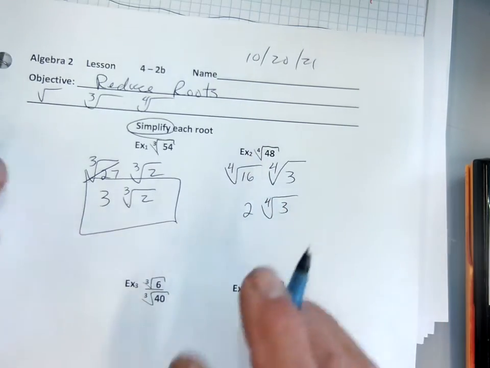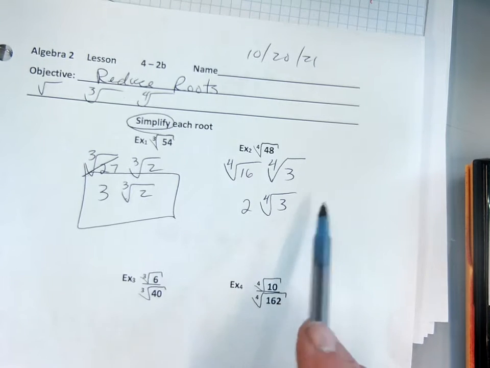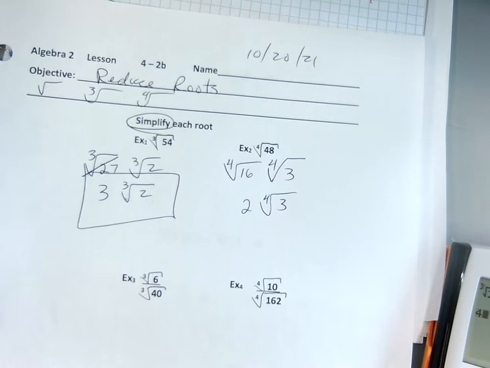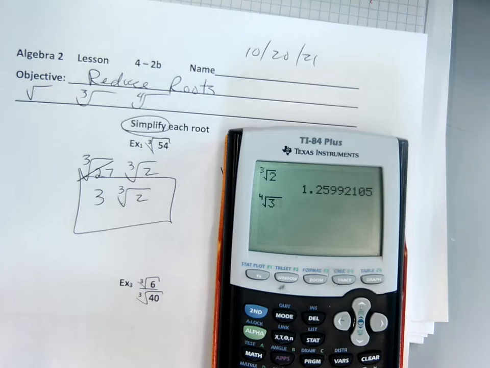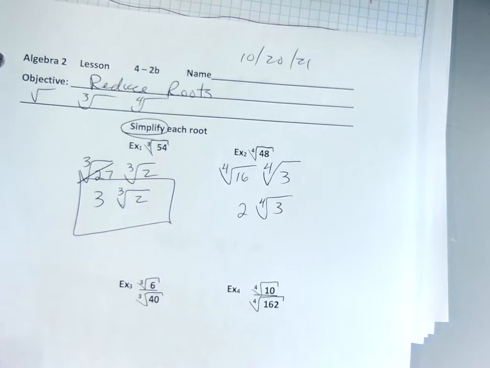Now the fourth root of 3 is an ugly decimal. We don't want an ugly decimal. We don't want the fourth root of 3 as this ugly decimal. So I'm just going to leave it as the fourth root of 3, okay?